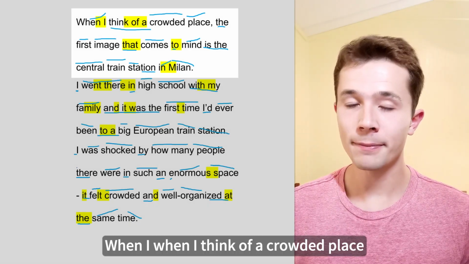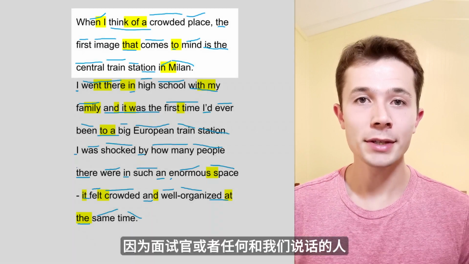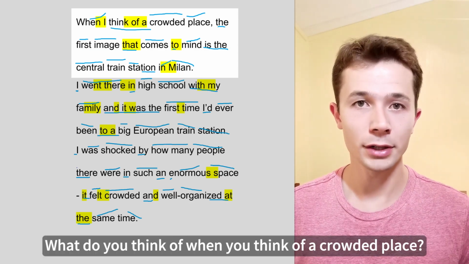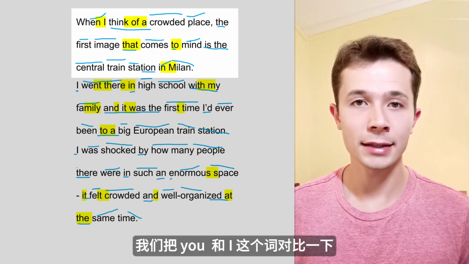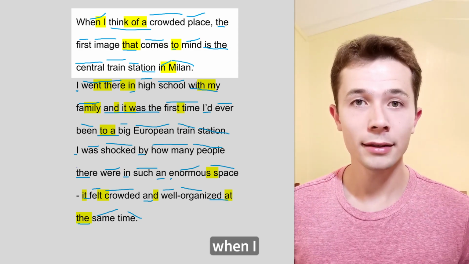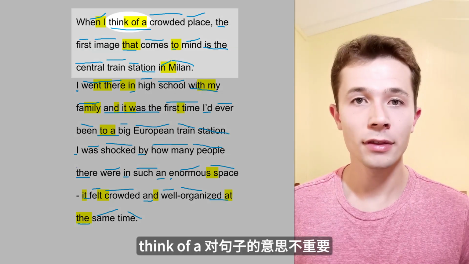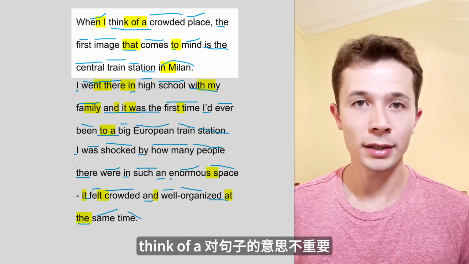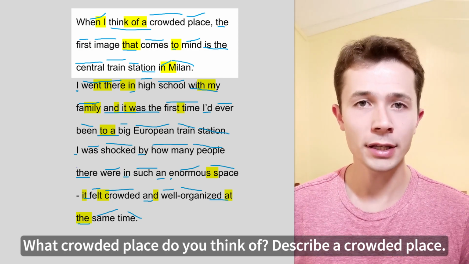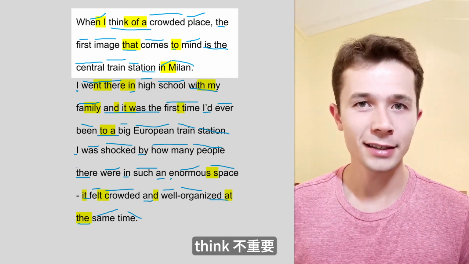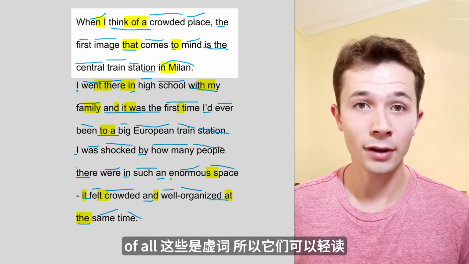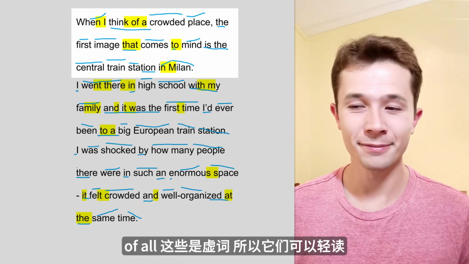When I think of a crowded place, and we're stressing I, because the interviewer or whoever is talking to us has asked, what do you think? Or what do you think of when you think of a crowded place? And so we're contrasting that you, even if they didn't use that word, with the word I. When I think of a crowded place, think of is not that important for the meaning of this sentence, because it's answering a question. What crowded place do you think of? Describe a crowded place. So think is not that important. Crowded place is answering the question directly. And of, those are just function words, so they get de-stressed.